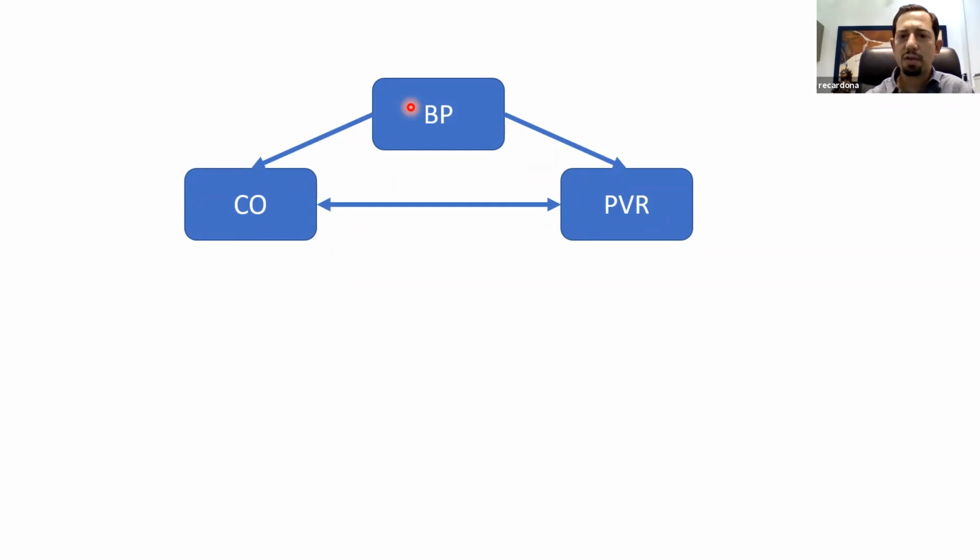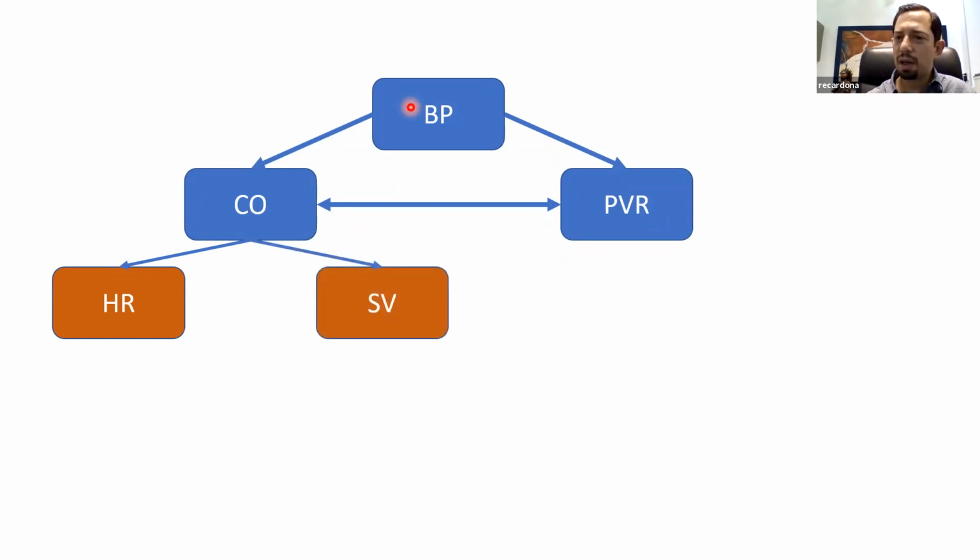Each of these variables, both cardiac output and peripheral vascular resistances, are going to be determined by other physiological variables. So cardiac output is going to be determined by two main factors, which are heart rate and stroke volume. Heart rate, I guess everyone knows what it is. It's the number of times the heart beats per unit of time, usually per minute. And the stroke volume is the amount of blood the heart pumps with each beat. So if we multiply the amount of blood the heart pumps per beat times the heart rate, we're going to get the cardiac output.